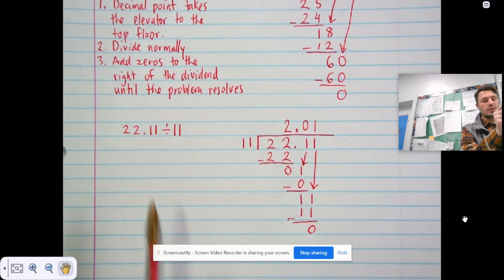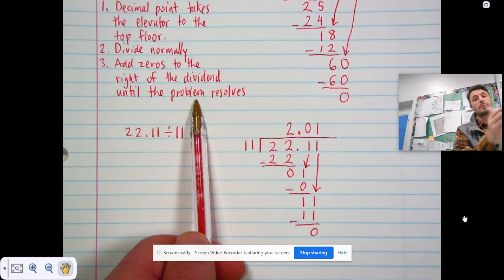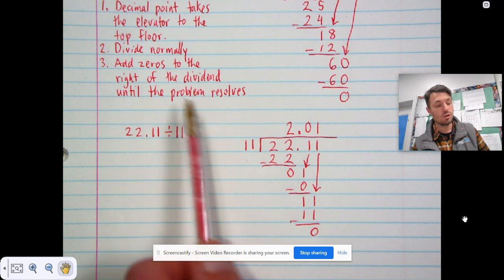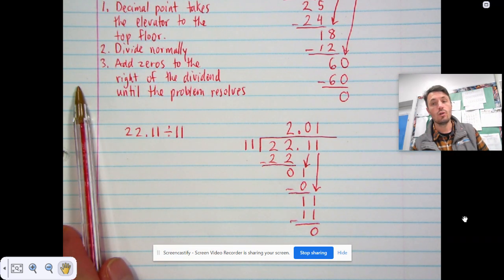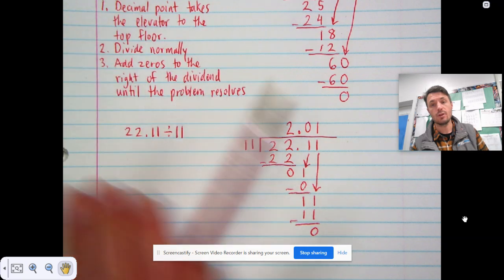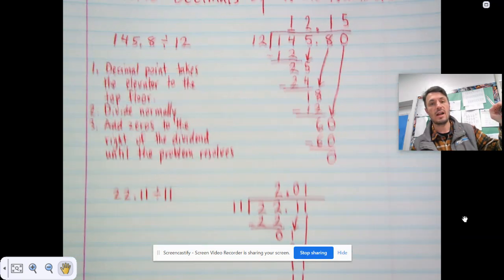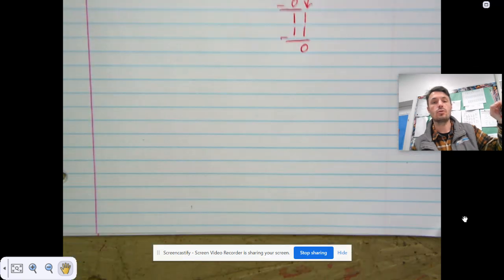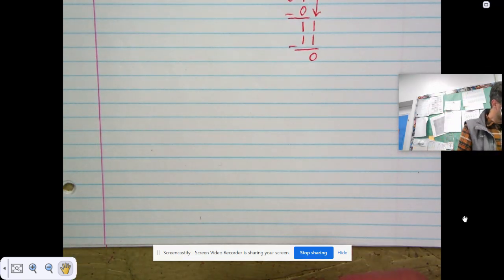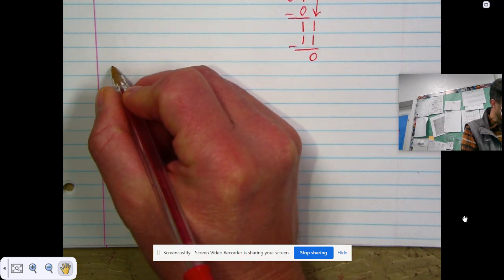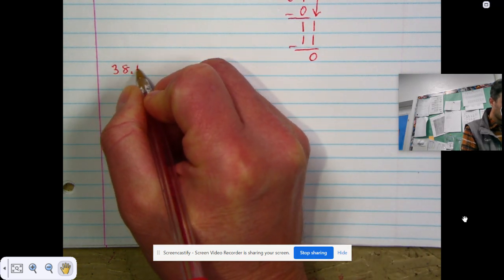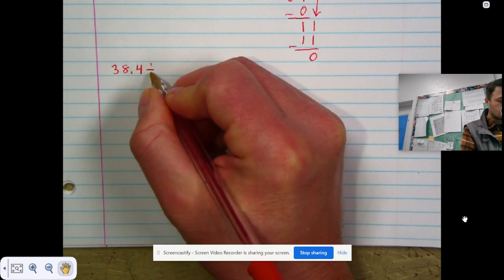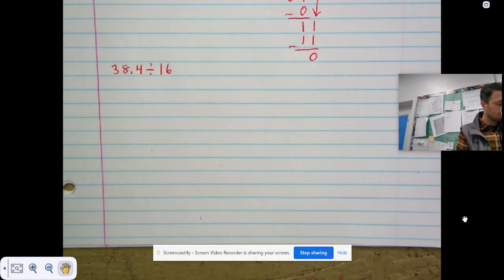I'm going to have to scroll down so that you won't be able to see these 3 steps, but if you're following along, you should have just written these 3 steps on your own in your own math notebook. So you should have everything I've written down on your own page too. So you can still see the steps, even though I'm scrolling down. Let's do 38 and 4/10 divided by 16.